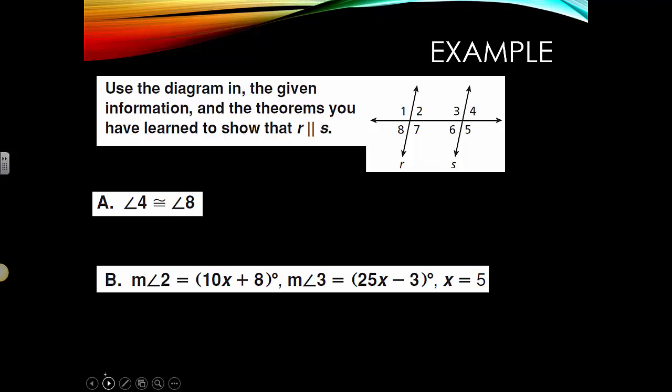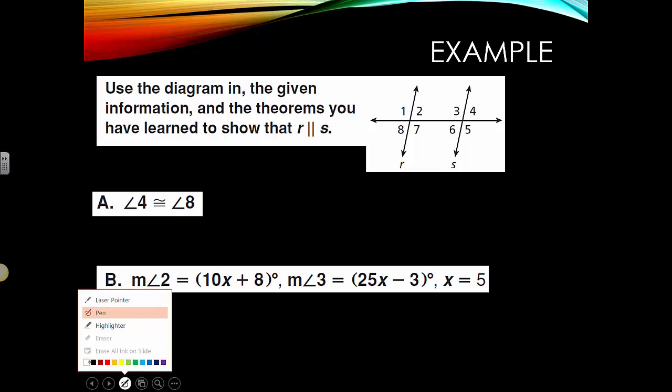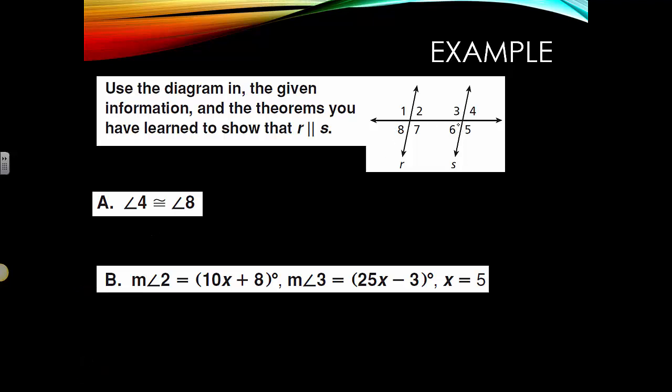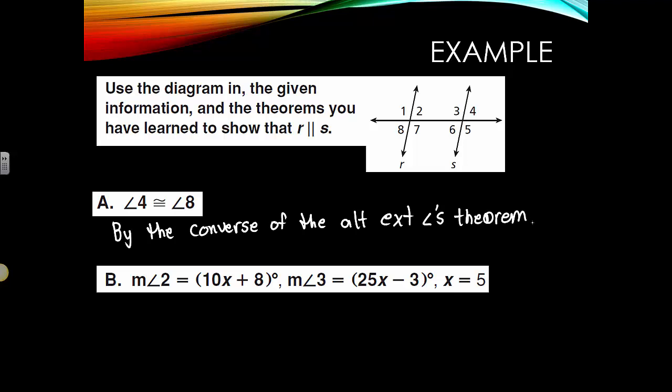All right, lastly, it says use the diagram for the given information and the theorems that we've learned to show that the two lines are parallel. So angle 4 is congruent to angle 8. I look at angle 4 and I look at angle 8 and I see what kind of angles those are. They're alternate exterior. So I say by the converse of the alternate exterior angles theorem, we can draw the conclusion that line R is parallel to line S.